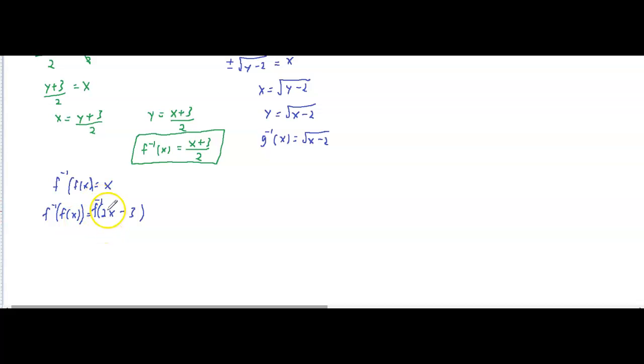So what's f inverse of 2x minus 3? Let's find that. f inverse of x is x plus 3 over 2, so we're just going to replace every place we see an x in our inverse with 2x minus 3. So this is 2x minus 3, plus 3, all over 2. All I did was replace the x in my inverse equation with 2x minus 3, and let's simplify. Sure enough, I get that f inverse of f of x is equal to x.